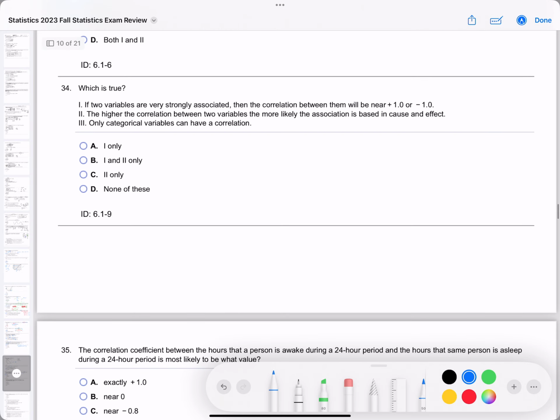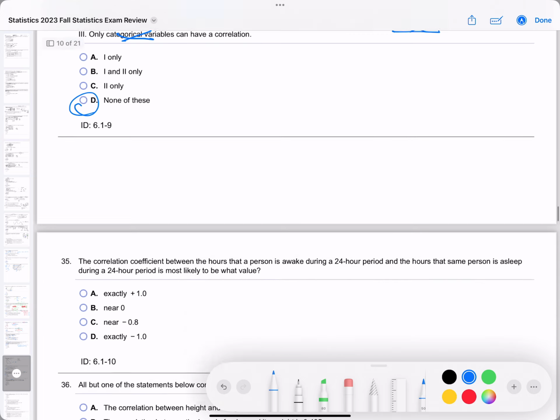All right, so which is true? If variables are very strongly associated, then the correlation is between -1 and +1. Not necessarily, only if they're linear, because they could be strongly associated, as one goes up the other goes down, but it's not linear. The higher correlation between 2 variables is more likely association in cause and effect. We don't know if it's cause and effect unless it's an experiment. And only categoricals, no, only quantitative variables can have a correlation, so none of these would be true.